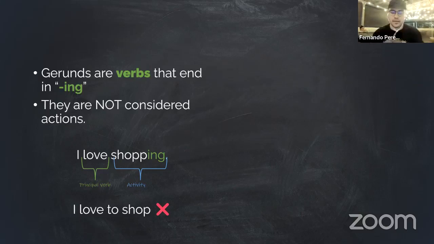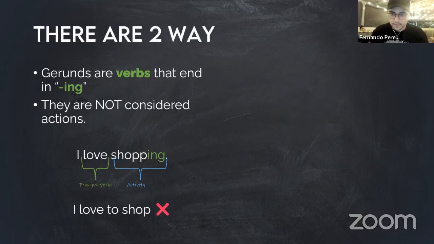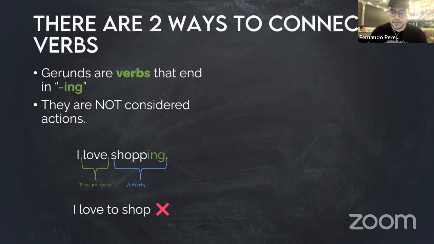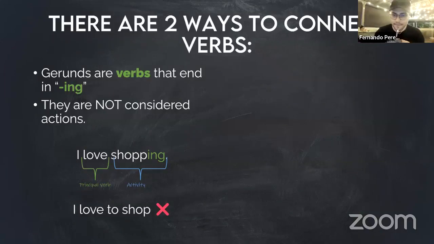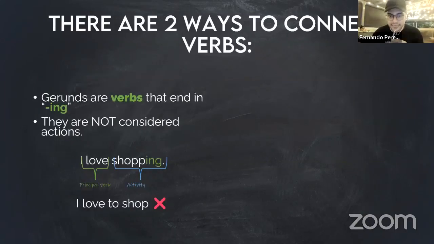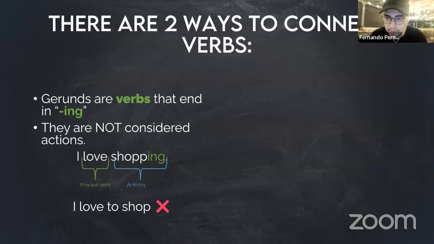Let's talk about the following topic. There are two ways to connect verbs. The first way is to use gerunds, precisely. The second way, using the connector to.